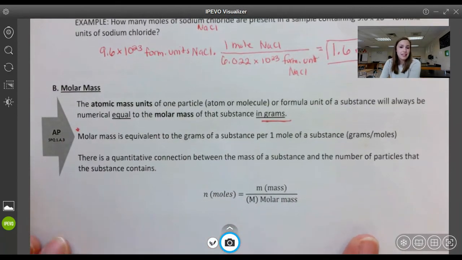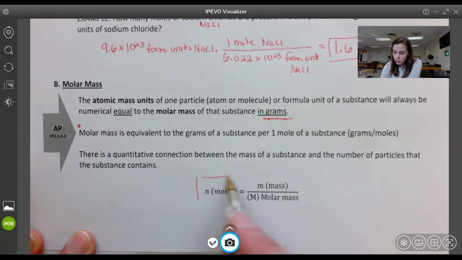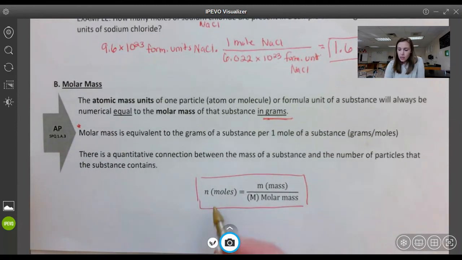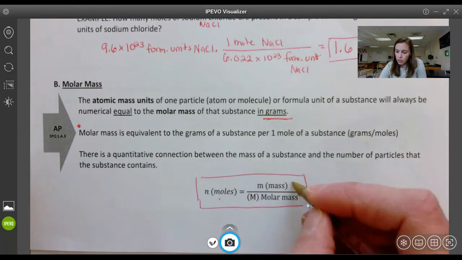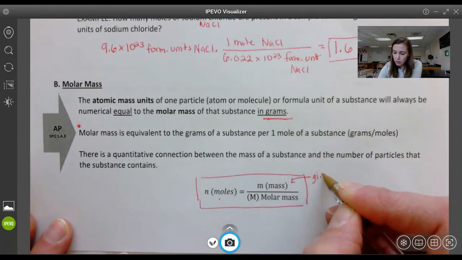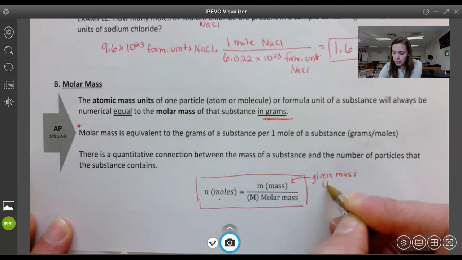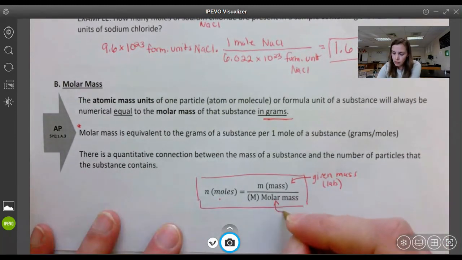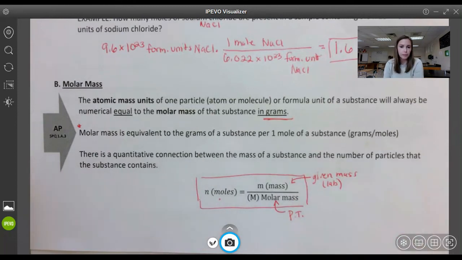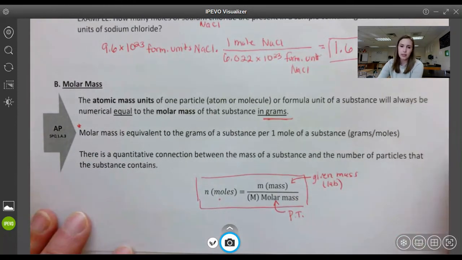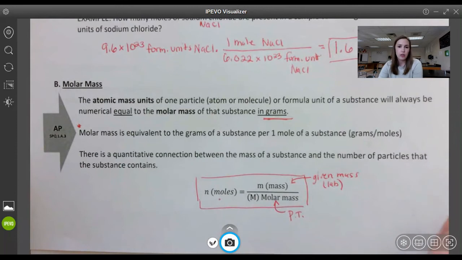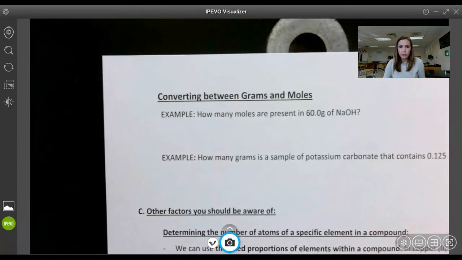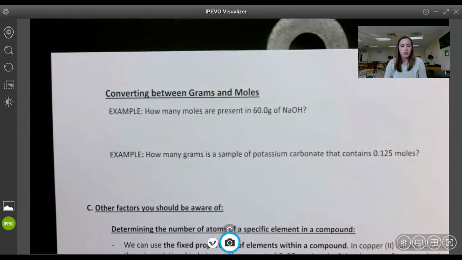Now, one thing that's in your reference tables is this equation. It's also given in your Regents reference tables. It looks a little bit different, but this would be the number of moles. This would be your given mass, like what was measured in the lab itself on the balance. And then your molar mass is always going to come from your periodic table. We're going to use dimensional analysis for this, but you do have that equation if you need it. So if you look onto the next page, we are going to convert between our grams and our moles.